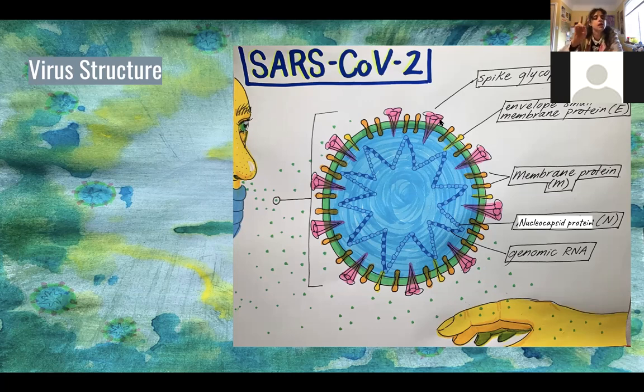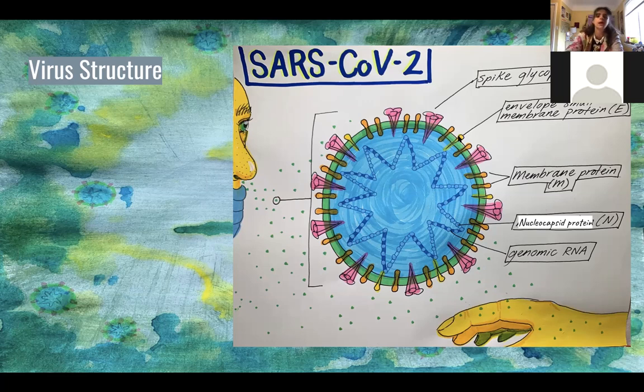This is known as a glycoprotein, and you can think of it as the key which fits in the lock on a human cell. So this protein attaches to a human host cell receptor, and from there it's allowed to sneak into our cells. This is the main way that it gets into our bodies.